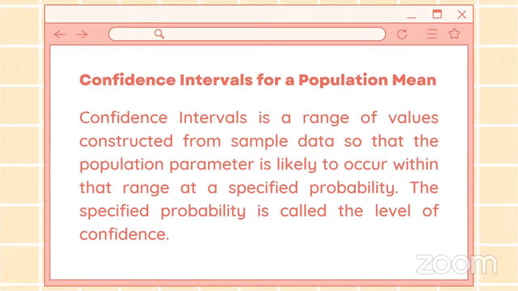Confidence intervals for a population mean. A confidence interval is a range of values constructed from sample data so that the population parameter is likely to occur within the range at the specified probability. The specified probability is called the level of confidence.